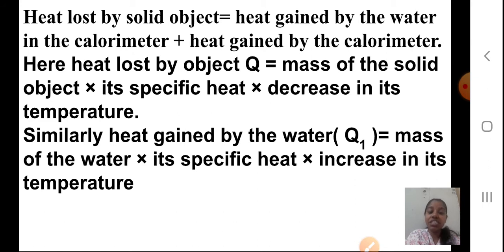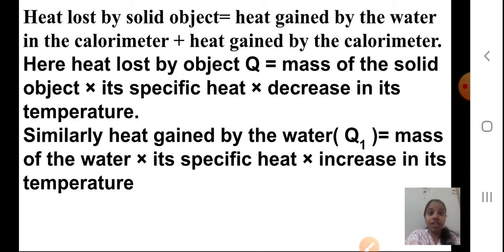Hot object is giving the heat, so its temperature will decrease. So how will you calculate the heat lost by the object? It will be equal to the mass of the solid object multiplied by its specific heat. You have studied the specific heat of an object, right? Multiplied by the decrease in its temperature.